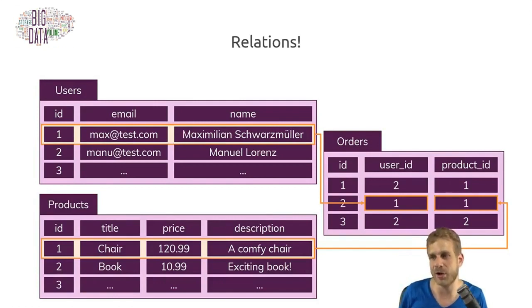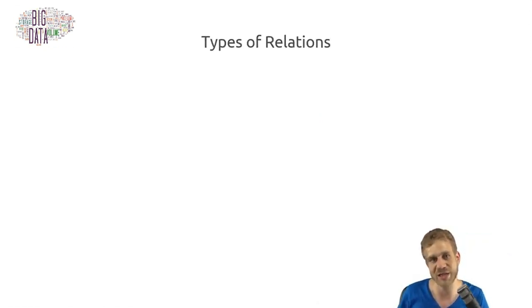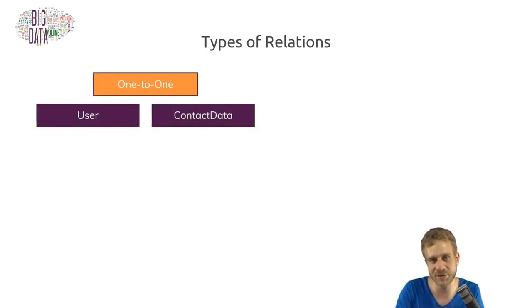By the way, there are multiple types of relations in a SQL world. We just saw the many-to-many relation. Obviously, we also got a one-to-one relation. Now, here's an example. We could have a user and we could have a table with contact data.